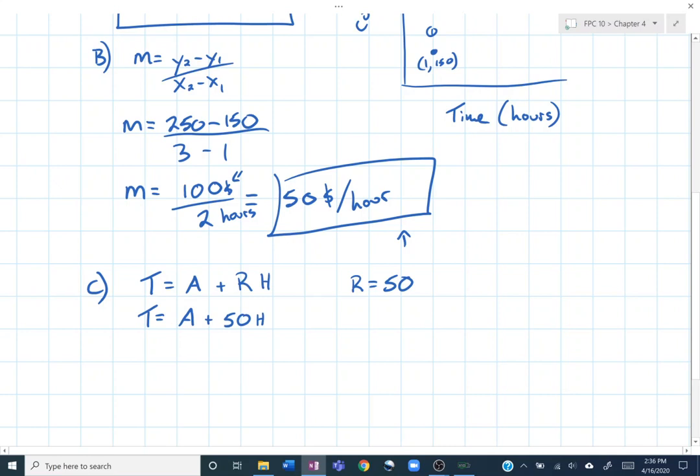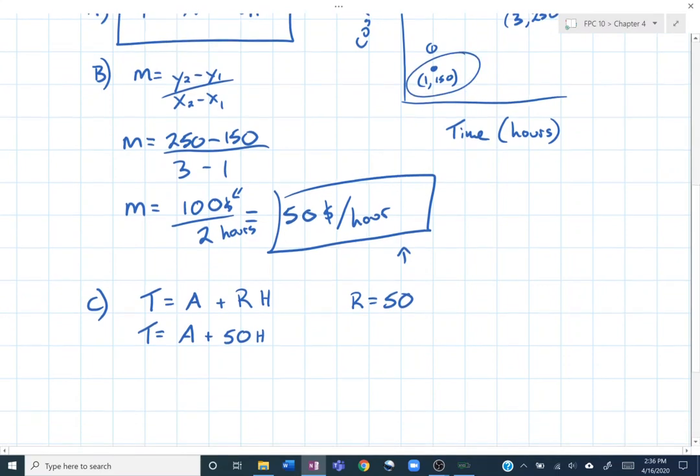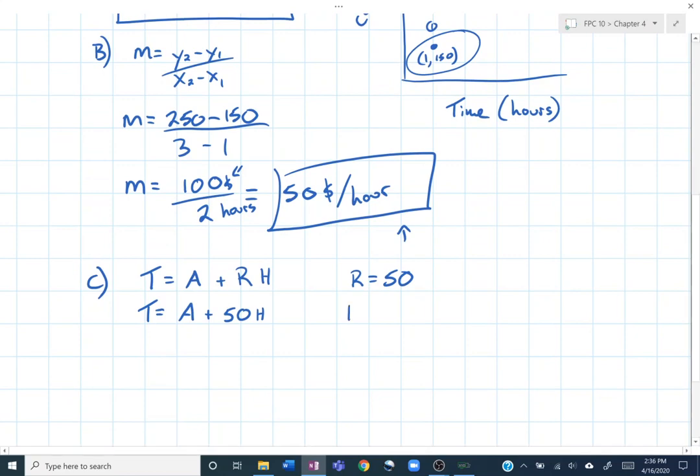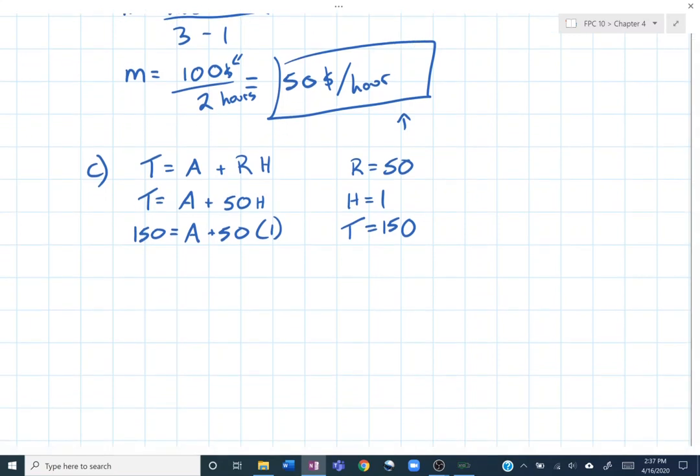And what I can do next is I need to find a point. So I'm going to use this point, my 150, and I know that if the hour is 1, then the total amount is going to be 150, and I can substitute those expressions into my equation. So T is 150. A is what we're looking for, that fixed amount, plus 50, and my H is 1. And now I have an equation with one unknown in it. I've got one variable, which means I can rearrange my equation and find out what that variable is.